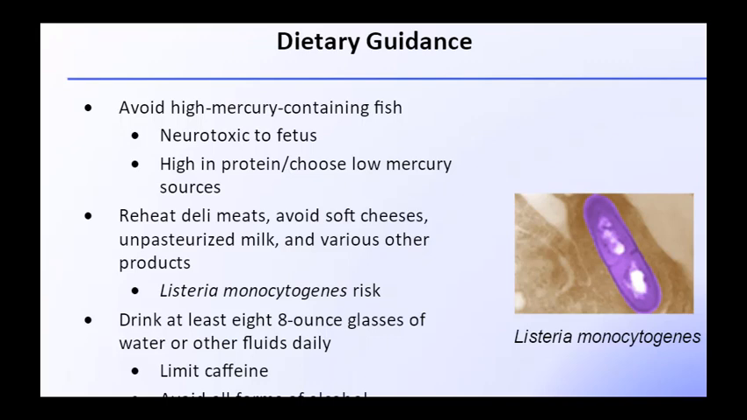The Centers for Disease Control and Prevention and the Food and Drug Administration recommend that pregnant women avoid the following foods: hot dogs and luncheon meats, unless reheated until steaming hot; soft cheeses such as feta, brie, and camembert, blue vein cheeses, and Mexican soft cheeses such as queso blanco, queso fresco, or panela, unless made with pasteurized milk; refrigerated pâtés or meat spreads; and refrigerated smoked seafood such as Nova style, unless in a cooked dish such as a casserole. Women should be encouraged to drink at least eight 8-ounce glasses of water or other fluids each day, and to limit caffeine and avoid all forms of alcohol.